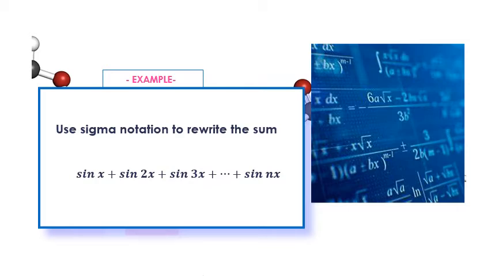Okay, another example. Use sigma notation to rewrite the sum. So we have sine x plus sine 2x plus sine 3x plus ellipsis representing a lot of terms after sine 3x plus sine nx. So our task now is to reverse the process and find the sigma notation for the specific problem.